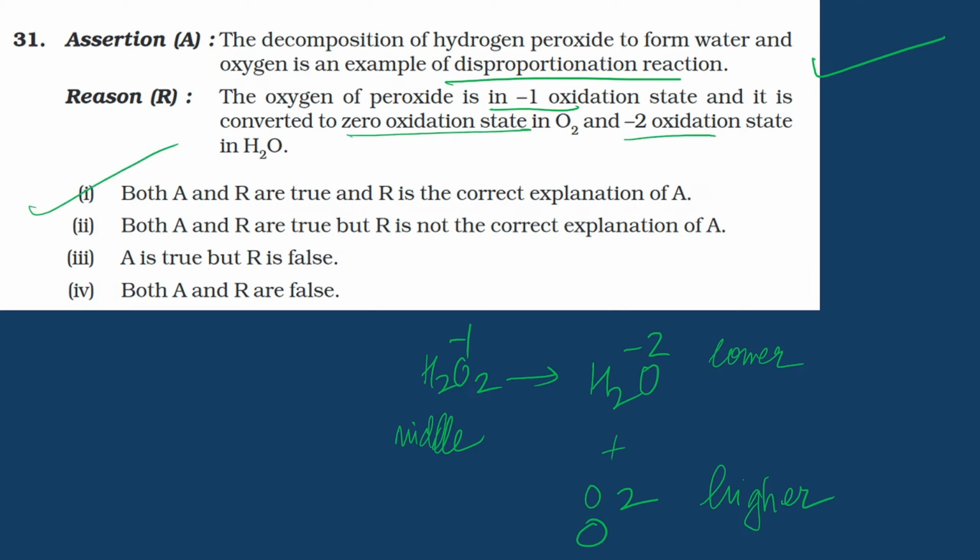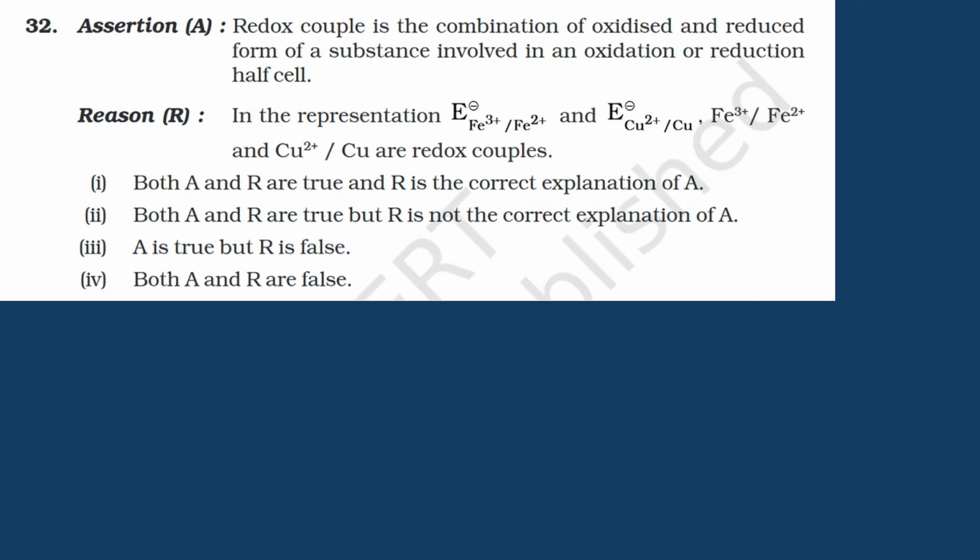That happens quite rarely. Question 32, the last question that we're going to solve on this topic right now. Redox couple is the combination of oxidized and reduced form of a substance involved in oxidation state. What? This seems right. In the representation of something and something, the redox couples. Yeah, I mean, I think both are correct.